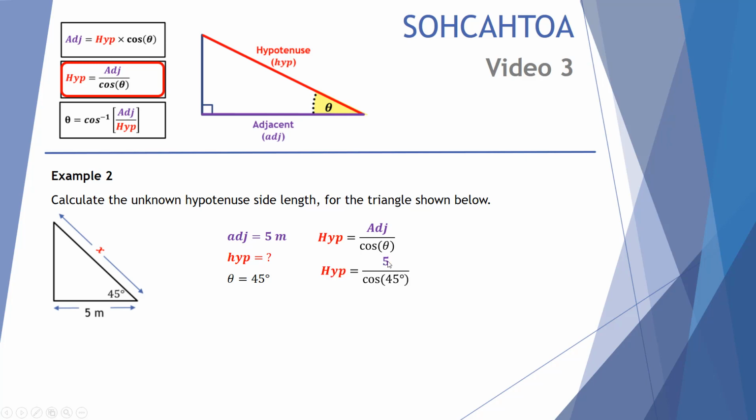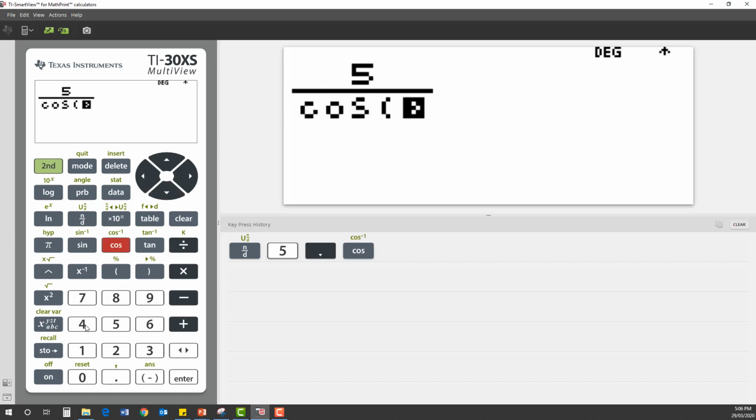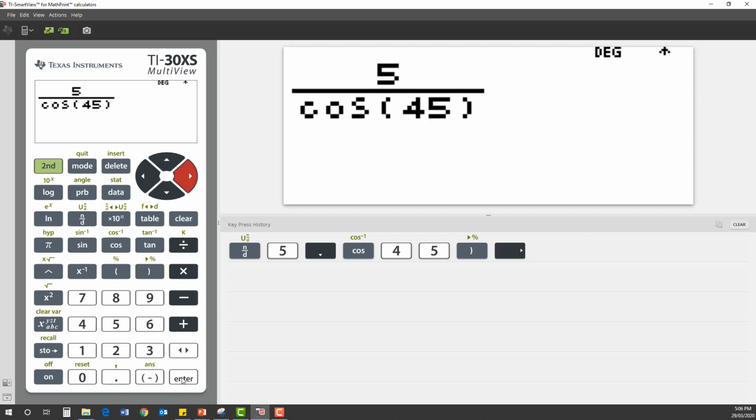We'll substitute in our values. The adjacent was 5 and the angle was 45. Let's now turn to our calculator, our TI calculator, to solve this. We set up a fraction using the numerator denominator button. And in the top of that fraction we have the value of 5, and the bottom of that we have cos 45. I like to tab to the right to get out of the denominator and press enter.